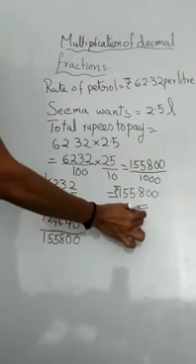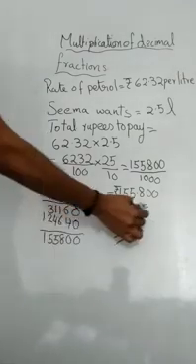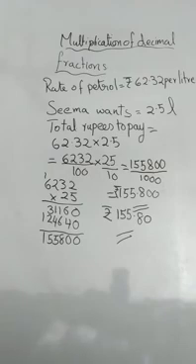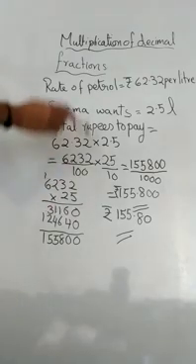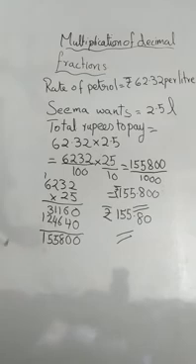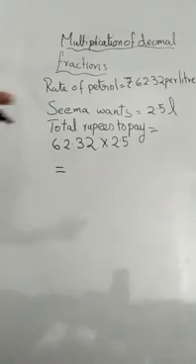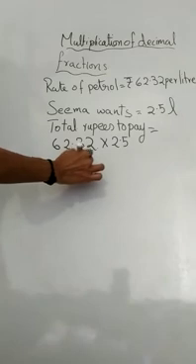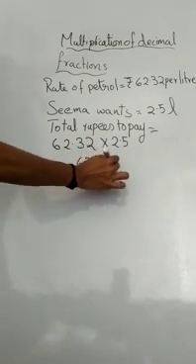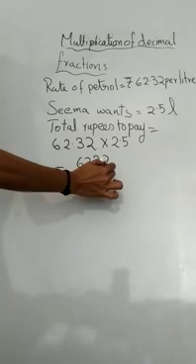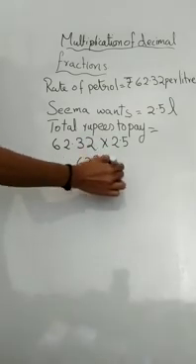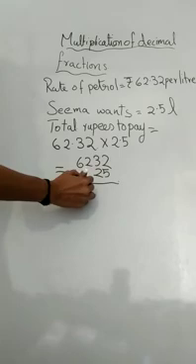So the rupees to be paid is 155.8. So this much money, 80 you can write, 80 paise. Okay. So this much money she will have to pay for 2.5 liters. So here, this is the first method we have applied. Okay. Now we can apply the second method also. Let us see. Okay. Here what you are going to do is, you will forget the decimals. You will write the number 6232 into 25.